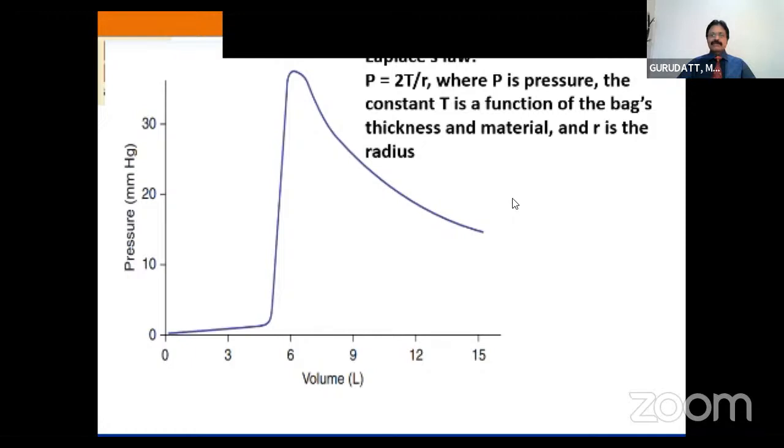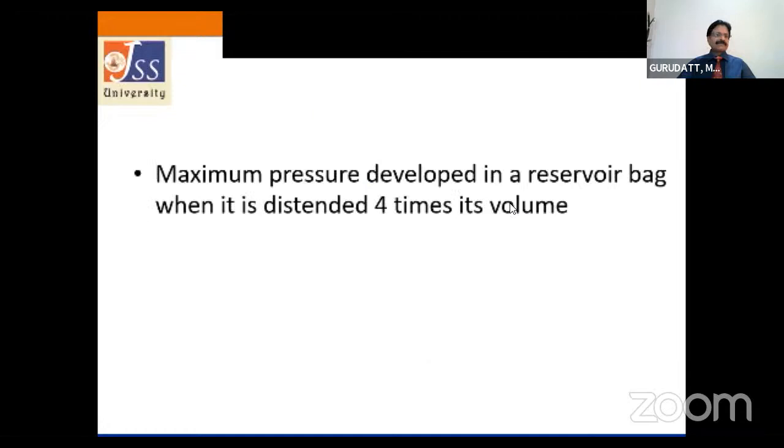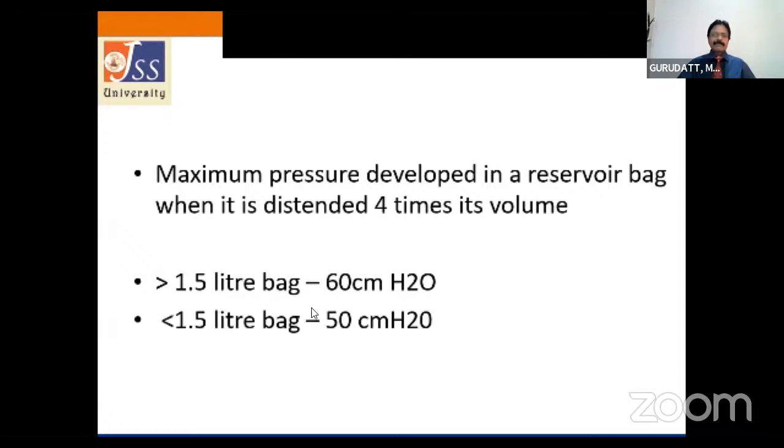So the standard requirement of the maximum pressure that can occur in these bags is when they are distended to 4 times their volume. If the bag is more than a 1.5 liter one, the maximum pressure should not go beyond 60 centimeters of water. And if the bag size is less than 1.5 liter, then the maximum pressure should not go beyond 50 centimeters of water. Next, we will discuss the breathing tubes.